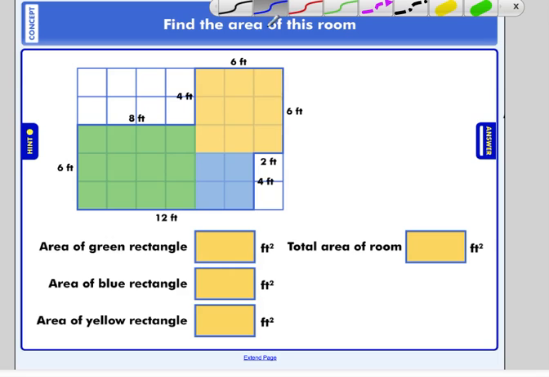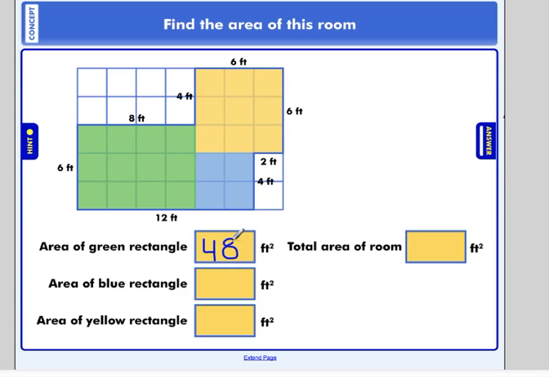Be careful because you can see that 12 feet down there. I don't want to just say 12 though, because that goes all the way across here. So I'm going to use this measurement, 8 feet. So my base is 8 feet long, my height is 6 feet. 8 times 6, you should know that off the top of your head, 48. So the green rectangle is 48 feet squared.